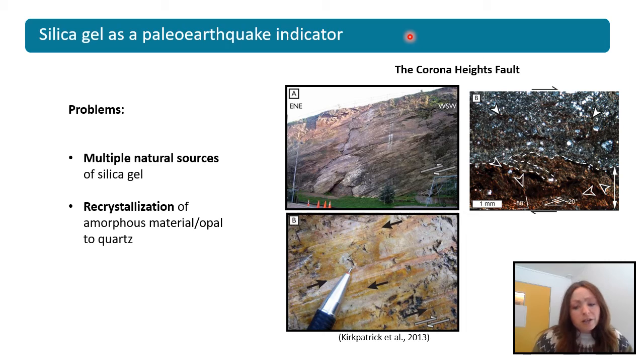However, there are some rare examples of microcrystalline veins in faults that show evidence they were once amorphous silica on a fault surface, such as this example here, which is found in the Corona Heights fault in San Francisco. And here, Kirkpatrick et al. showed that this microcrystalline layer, which we see in this thin section image down here, has properties that are indicative of it having been a silica gel layer on the fault surface while the fault was active, and they concluded that it facilitated fault weakening during slip.